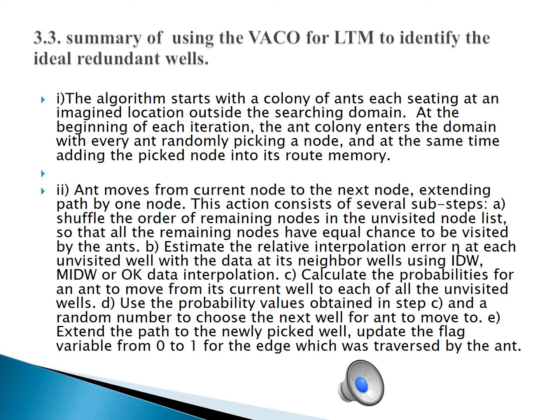C. Calculate the probabilities of an ant to move from its current well to each of all the unvisited wells. D. Use the probability values obtained in step C and a random number to choose the next well for an ant to move to. E. Extend the path to the newly picked well. Update the flag variable from 0 to 1 for the edge which was traversed by the ant.